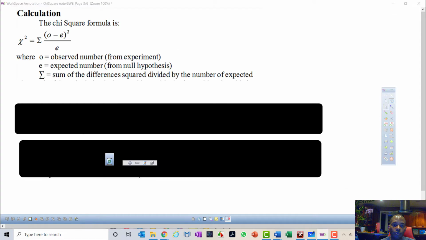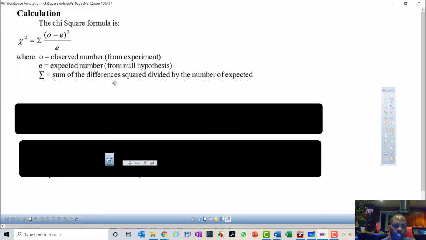So let's just run through an example. First of all, here's the Chi-Square. The Chi-Square has a Greek symbol, chi, squared, equals the sum, that's what that E stands for, sigma, and then you'll see a bracket, observed minus expected, all squared, divided by expected.